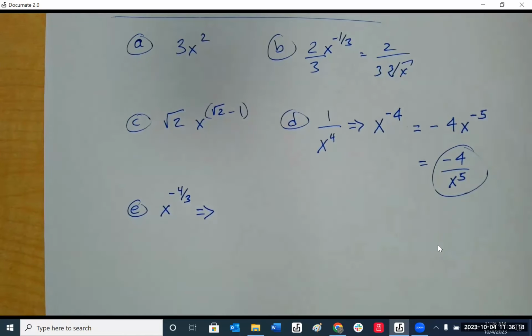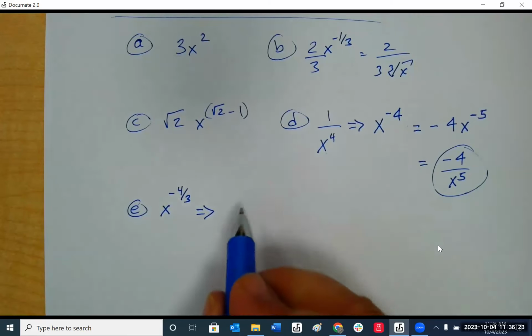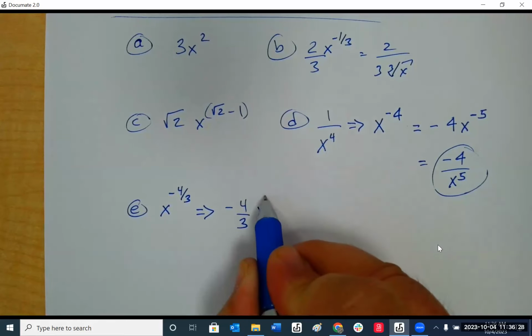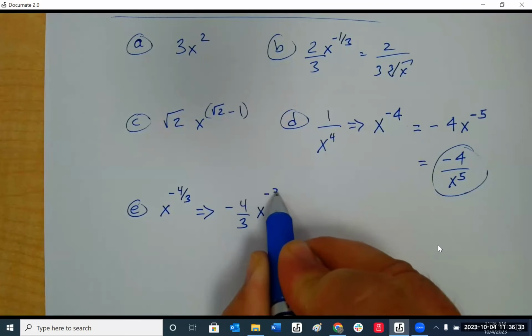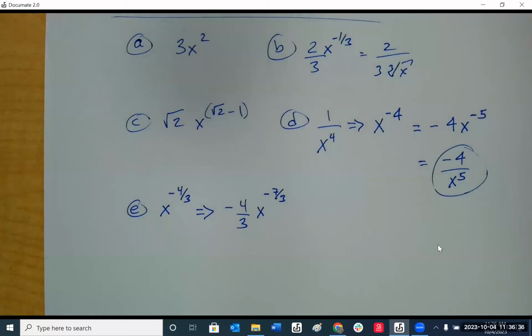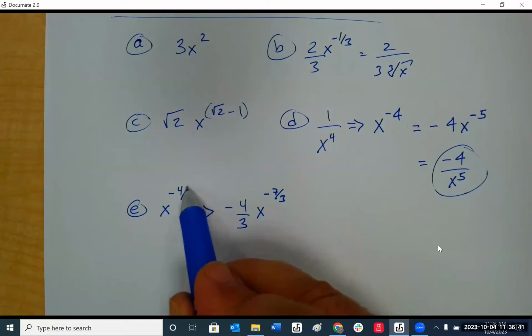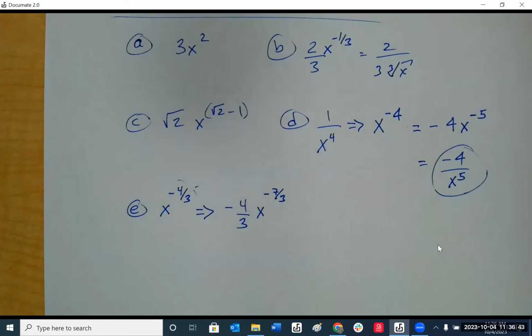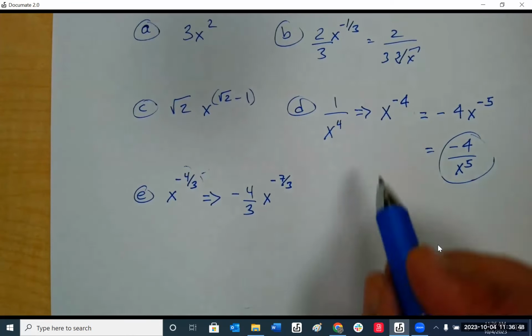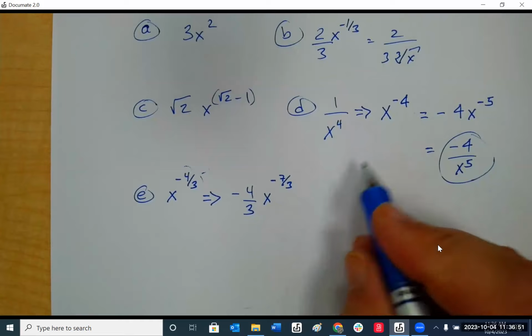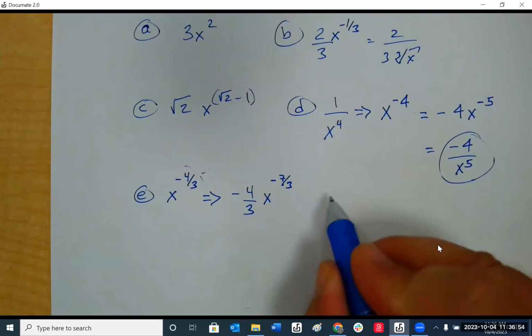So what's the derivative of x to the negative 4/3? Negative 4/3 x to the power negative 7/3, right? Again, the hardest part is when you move this down, subtract by 1. You have a common denominator already. Before we do that, we'll do F.